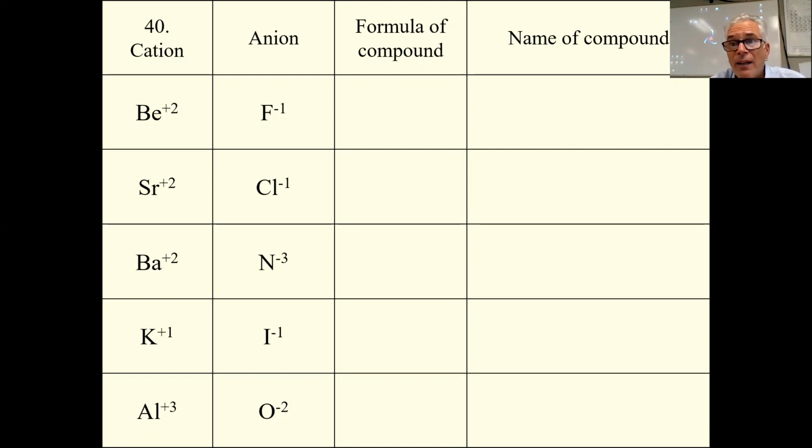Fluorine is atom number 9. It is a 2-7. It has to gain 1 electron. So 2 and 1 is not even. Crisscross. 1 Be, 2 Fs. BeF2, the little 2. We don't write Be1. It is 1, but we don't write the number 1. BeF2. And of course, it's called beryllium fluoride.